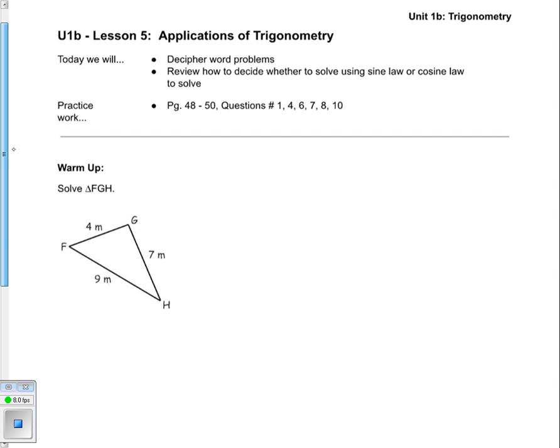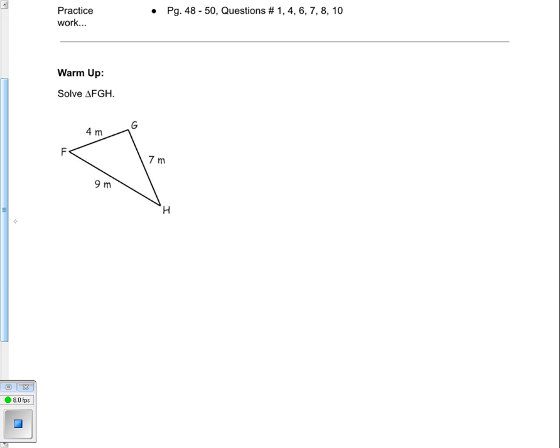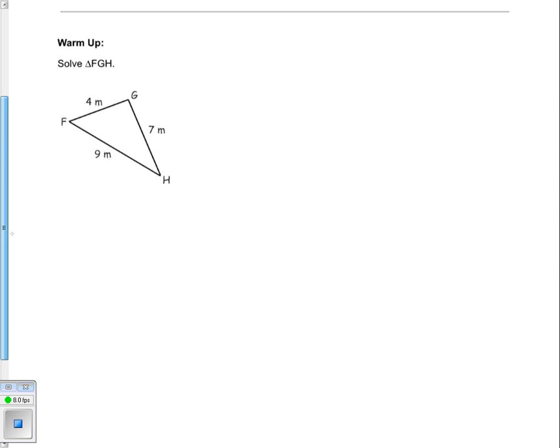So in our warm-up, we've got a triangle, and we need to solve it. And again, when you're solving a triangle, that means you have to figure out what are all three side lengths and what are all three angles of the triangle. In this case, what do we already know? Well, we already know the three side lengths, but we don't know any of the angles.